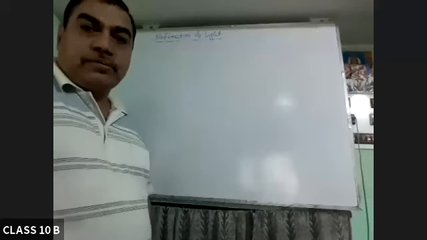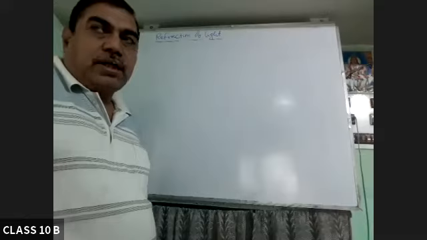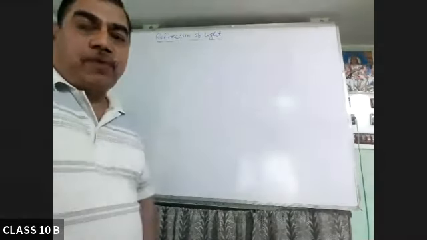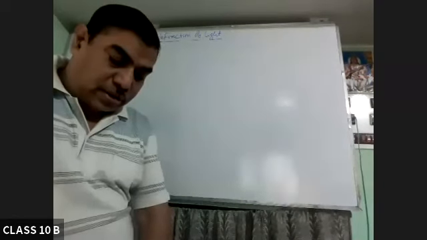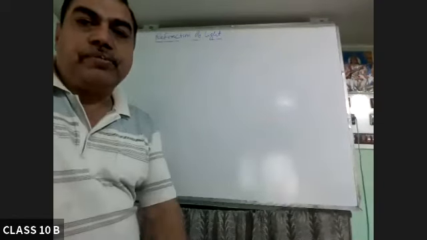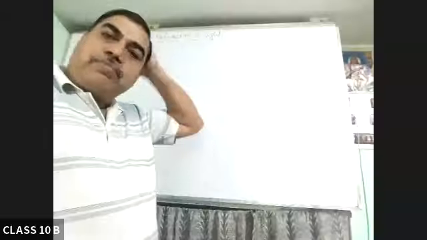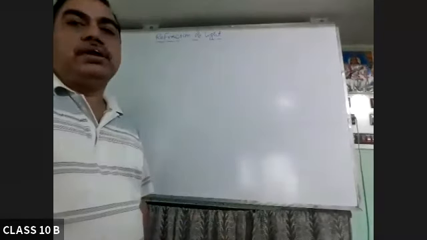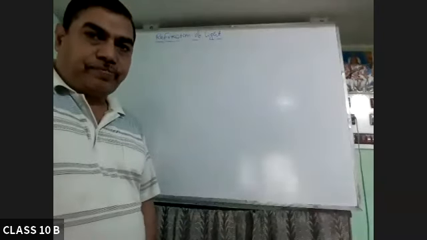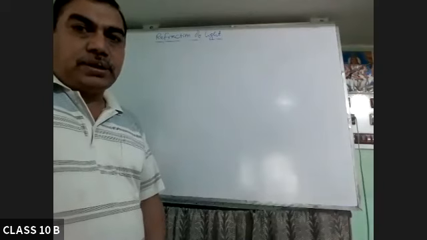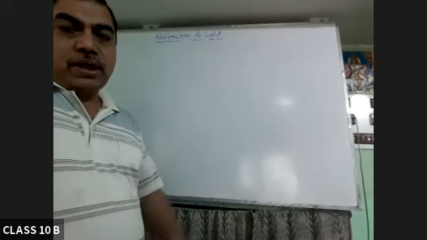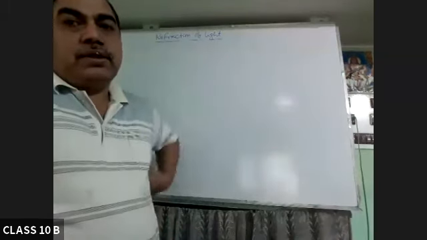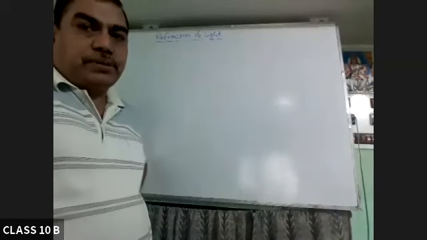What is light, you know? We call light a form of energy that gives us the sensation of vision or sight. So by light only we are able to see any object. Light itself is invisible. We can't see light. But when light falls on any object, that object is visible.